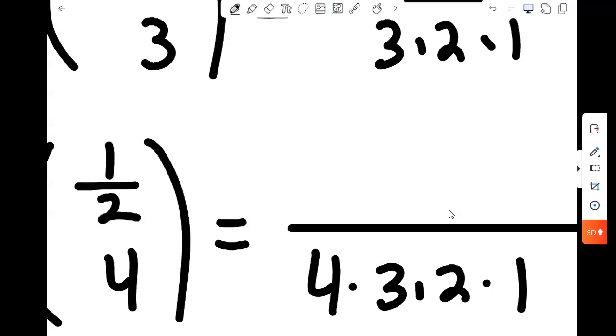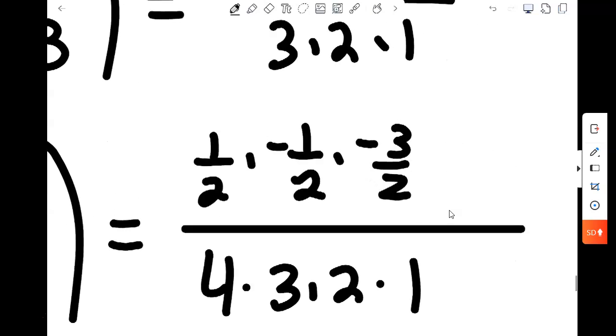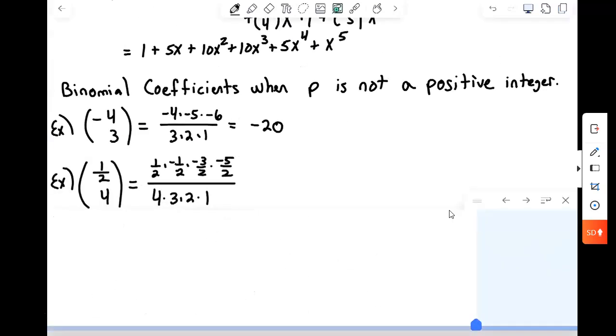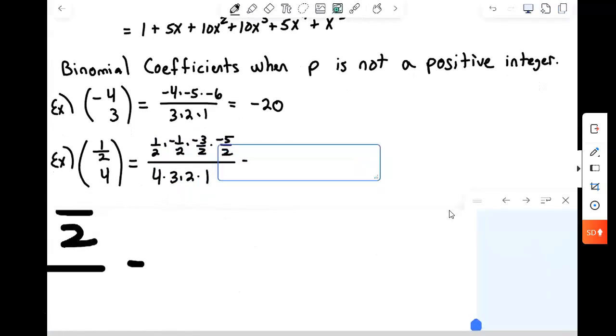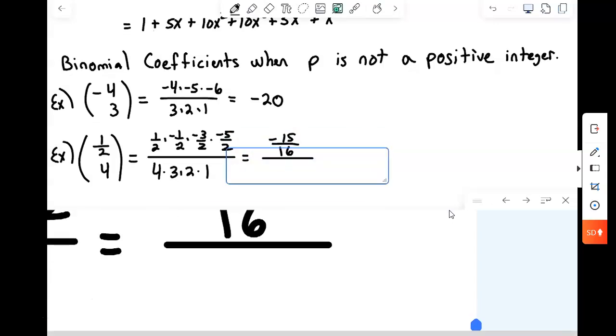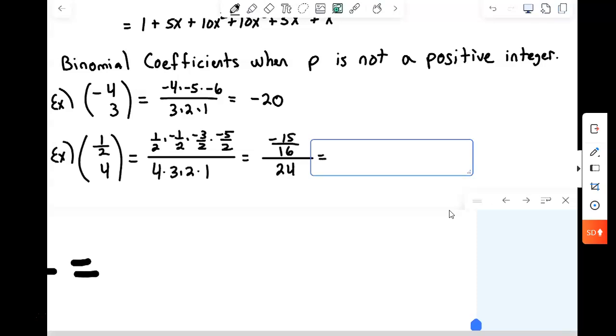I just realize however many things I have on the bottom, that's how many I'm going to have on the top. So I would start with 1/2, and I keep dropping it by 1. So -1/2, -3/2, finally -5/2. Okay. And then we work that out. So on top, I'm going to have -15 over 16, and then that's all divided by 24. And then simplify that.